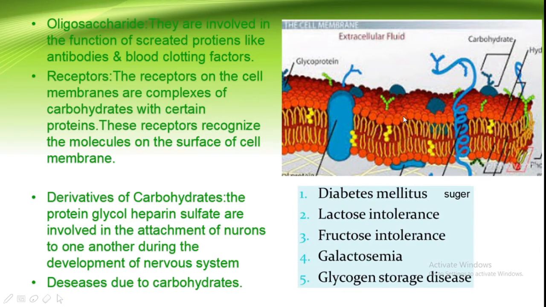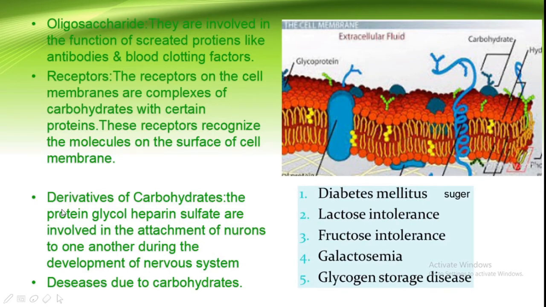Here, this is the skin. If you observe over here, these are the glycoproteins, the extracellular fluids are present, and the carbohydrates are here. So these carbohydrates make the receptors on the cell membranes. These are the complex carbohydrates. So these receptors recognize the molecules on the surface of the cell membrane.